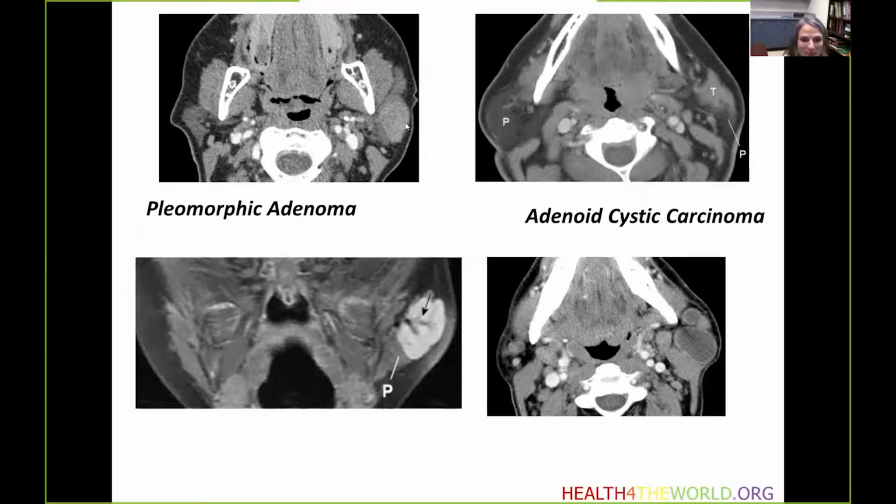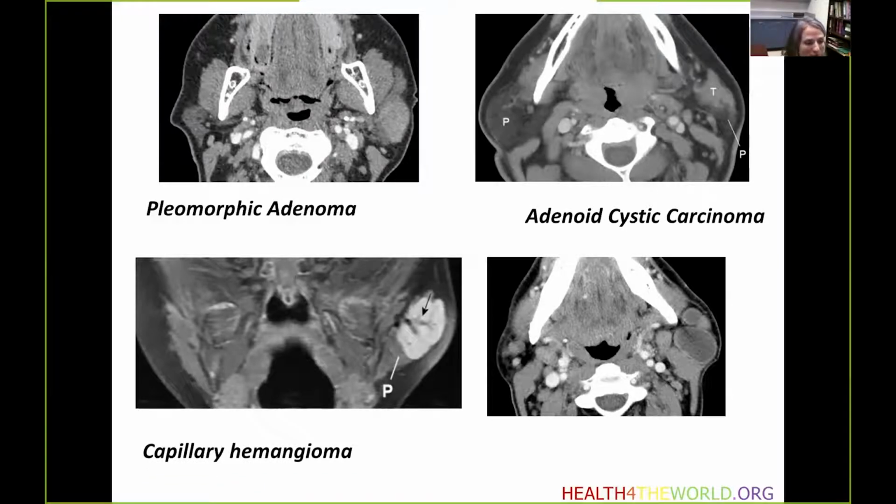This is an example of adenoid cystic carcinoma, and what's important to mention is that adenoid cystic carcinoma is the most common lesion of the parotid that tends to spread via perineural extension. So perineural extension is very common in adenoid cystic carcinoma.